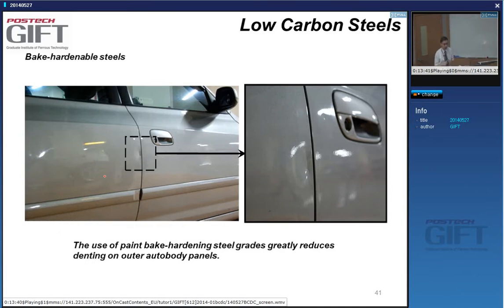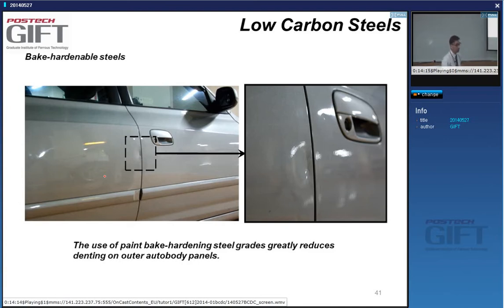Okay, so we have seen that we have these ferritic steels that are very formable, with high R values and very low yield strengths. And these steels are used because they're very nice to work with in a press shop. You can make very complex shapes reliably, dimensionally, but they're soft.